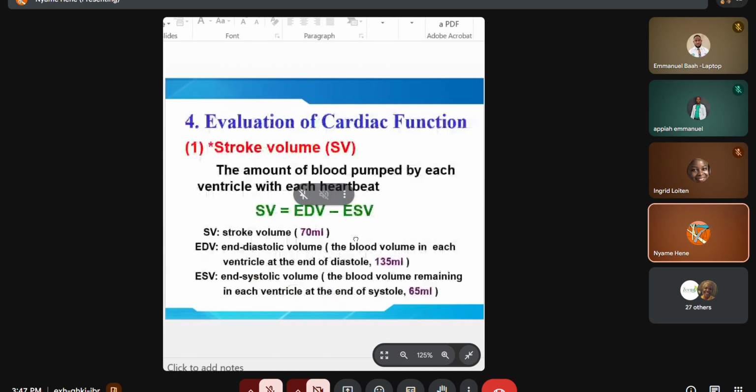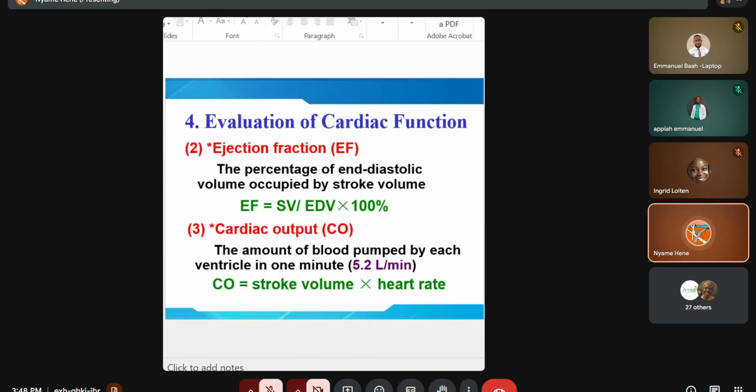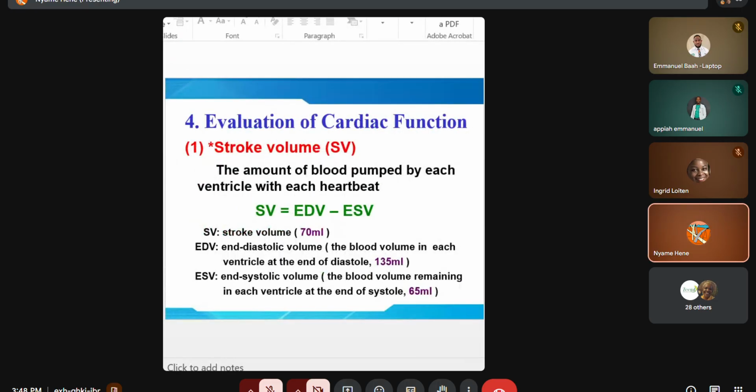Let's continue. Now let's look at one important slide here. We're looking at what we call the stroke volume. When we say stroke volume, what is stroke volume? I'm going to use an analogy. I'm going to give you a scenario, and you picture it that way. We say SV, that's stroke volume, and EDV means end diastolic volume. Let's look at the end diastolic volume.